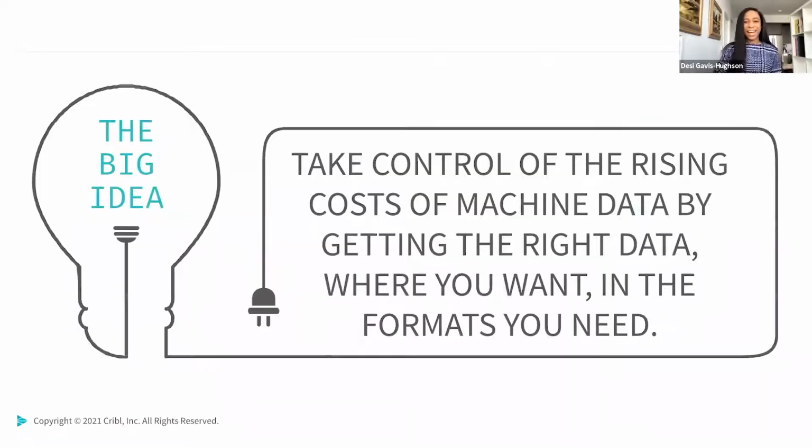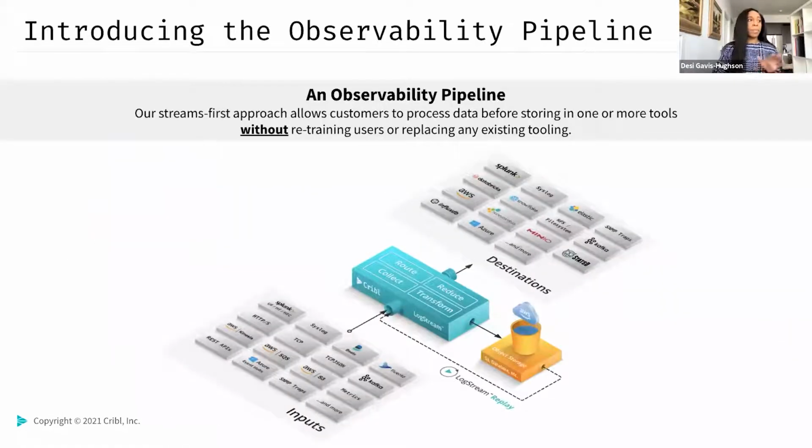So how do you do it? How do you manage the trade-offs of analyzing everything you need to get insights from your machine data, formatted for all the tools you use without busting your budget? Well, an observability pipeline solves all of these problems. And our product, Cribl LogStream, helps teams implement an observability pipeline without replacing any existing tooling.